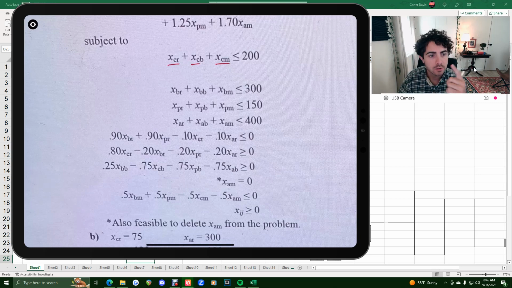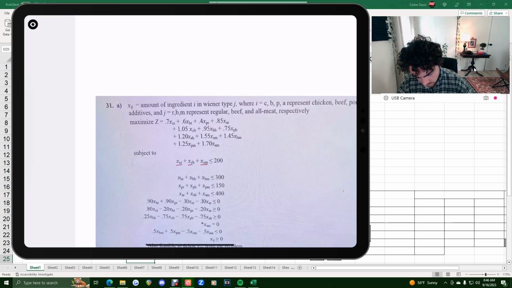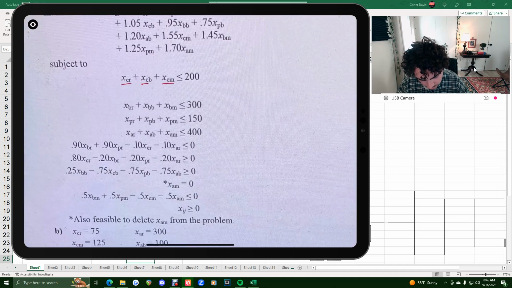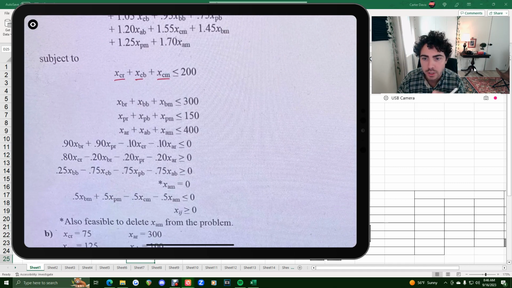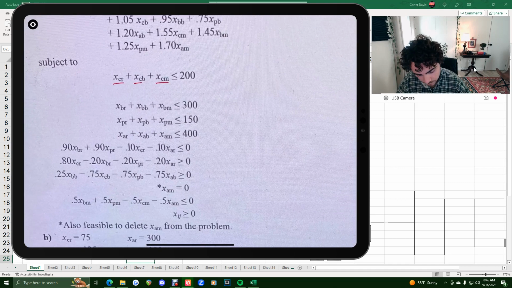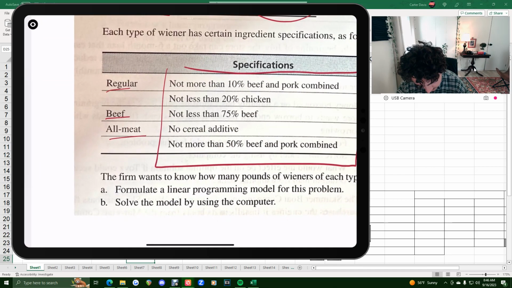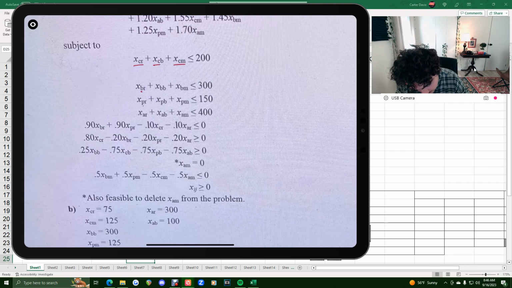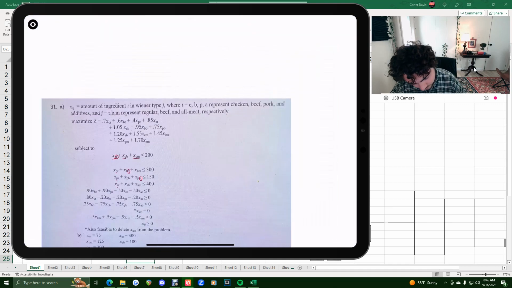CR is chicken regular, CB is chicken beef, so there's chicken in the beef. Chicken beef, chicken all meat, CM is all meat. Anyway, B is beef, P is pork, A is additive, C is chicken, R is regular, B is beef, and M is all meat. Okay, let's get into it.